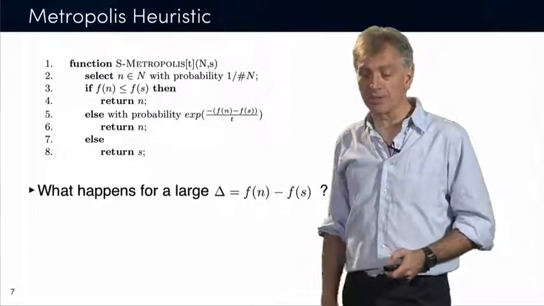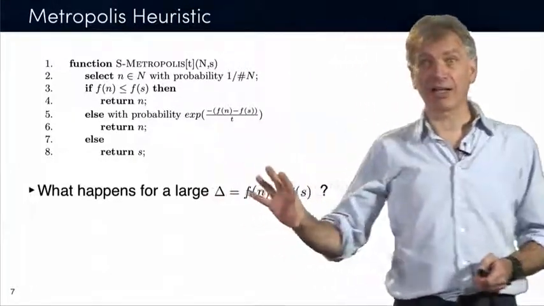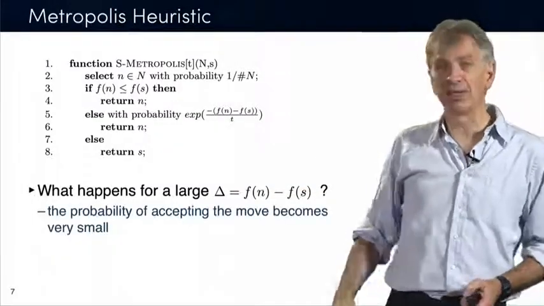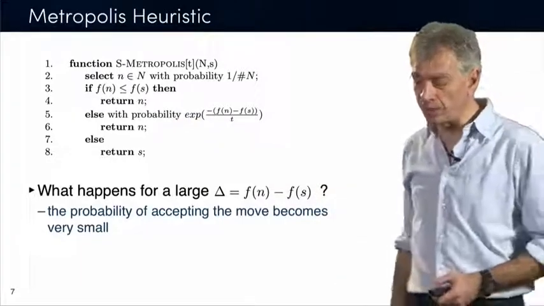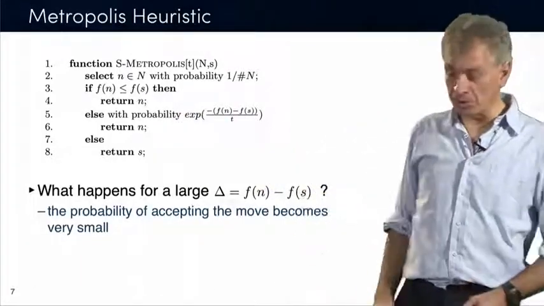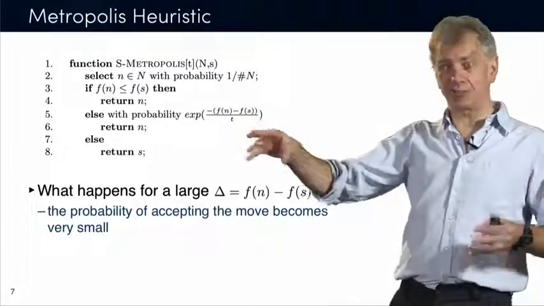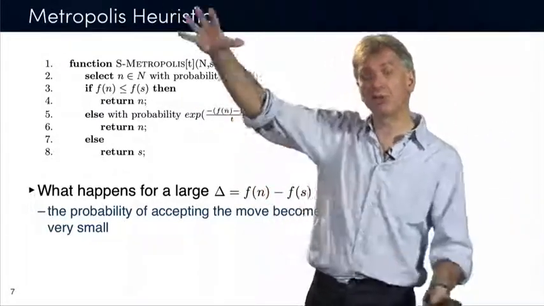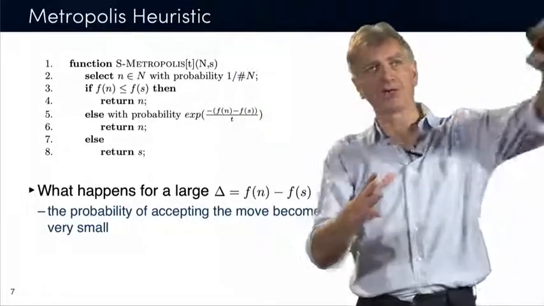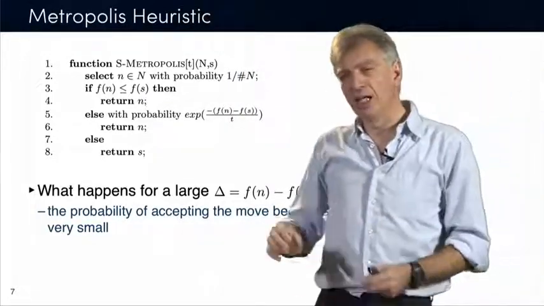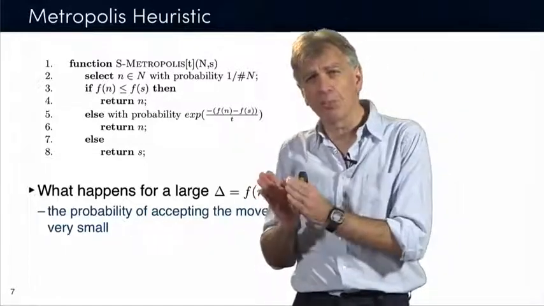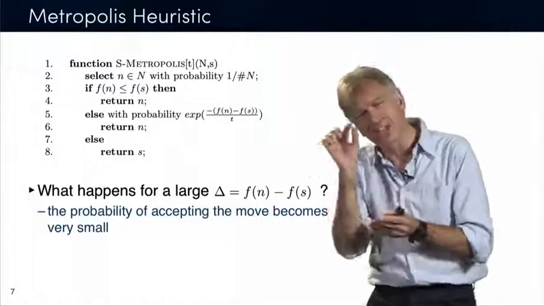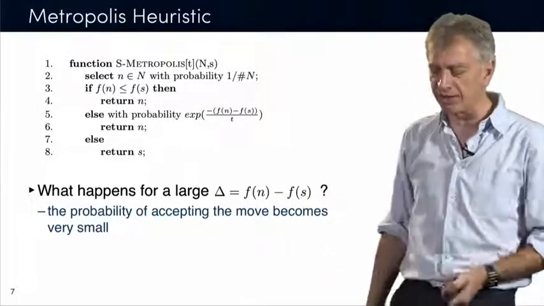Now let's look at this probability. If we have a very large delta, look at this delta, assume that it's very large. What's going to happen with this probability distribution that you see there? Well, this number here is going to be very negative, so the probability is going to be very small. So if you have a big difference between the current value of the objective function and the value of the neighbor where you want to move to, the probability of actually accepting is going to be tiny. So you don't want to take really, really bad moves, although you could. There is always a small probability that you're going to take it.